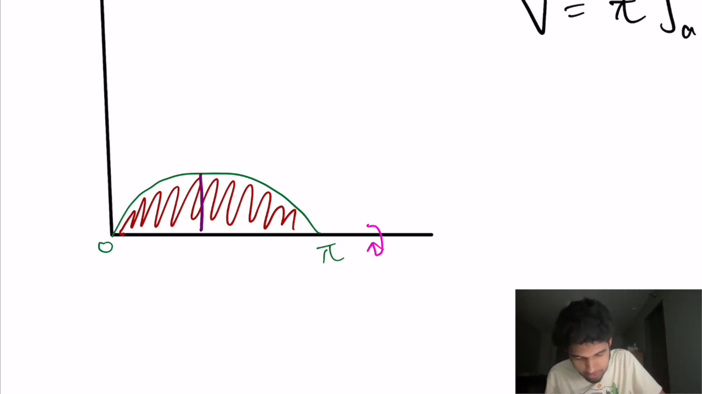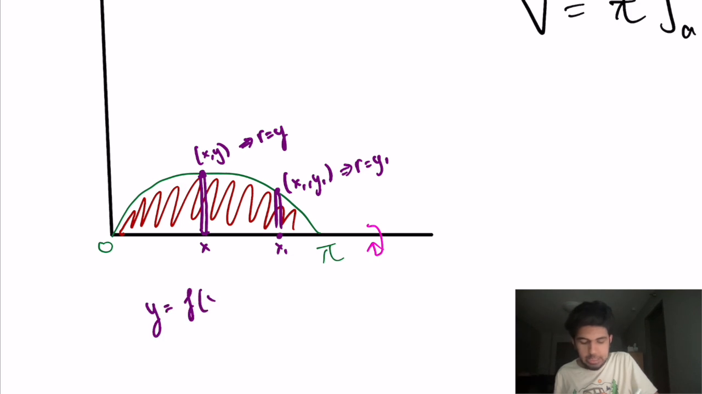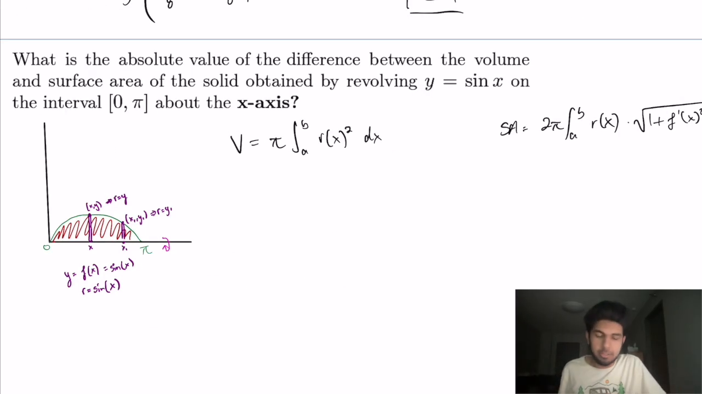I can draw my little radius here or my little disk here, and we can figure out the radius pretty easily, right? Given this value of x, I can tell you that this point on the function is equal to x, y, so my radius is going to be equal to y, and that holds for any x value that I choose. Like x1, y1, our radius here will be equal to y1. We know that y is equal to f of x, which is equal to sine of x. So that means the radius is sine of x. This is just a review of our disk method video.